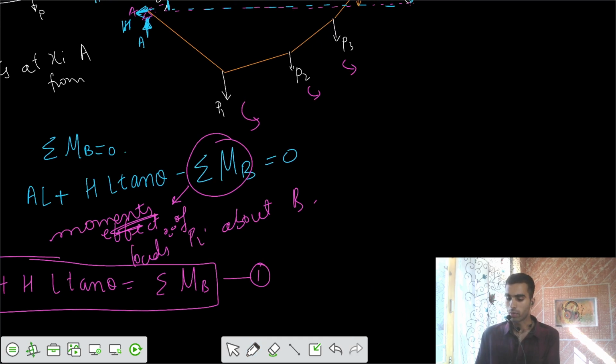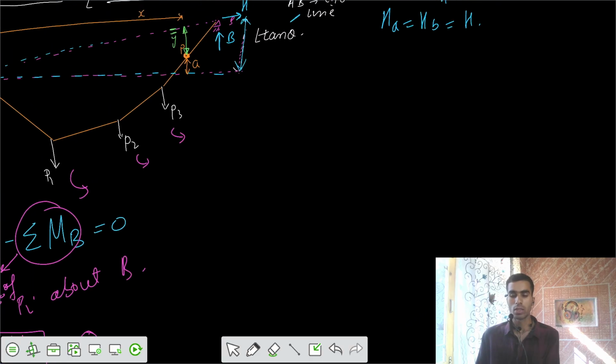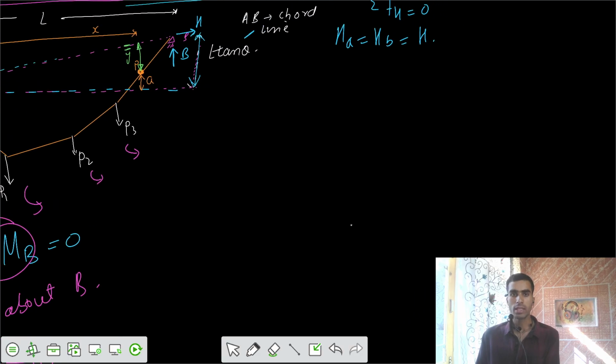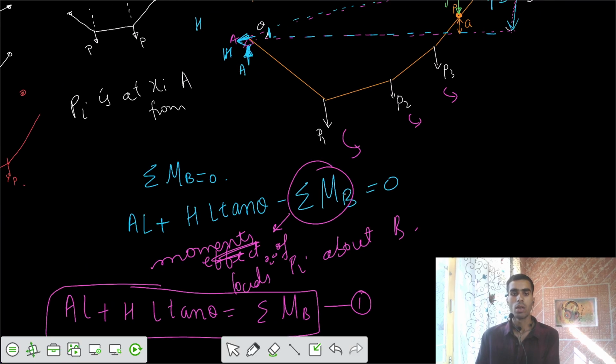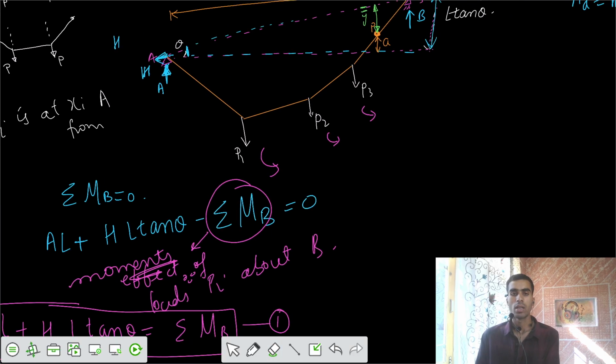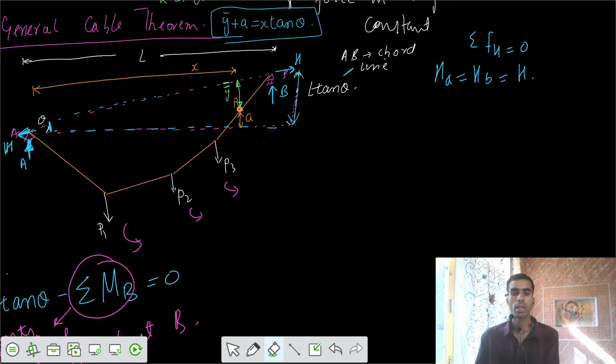Now we do one thing. What do we do? Now we take any general section. If we take any particular section, let's take a section at a distance of x from A. That's why we made this setup initially. That section is at x length from A.